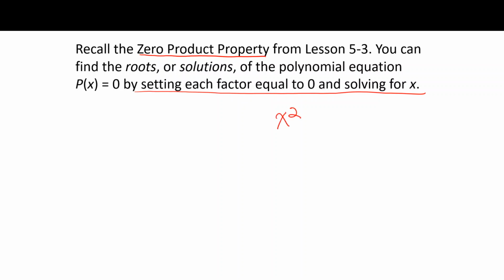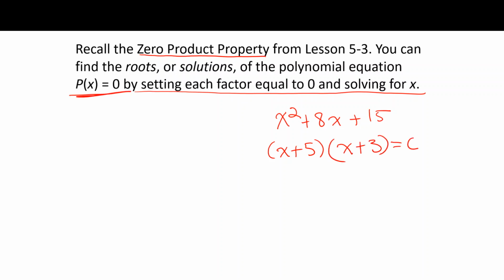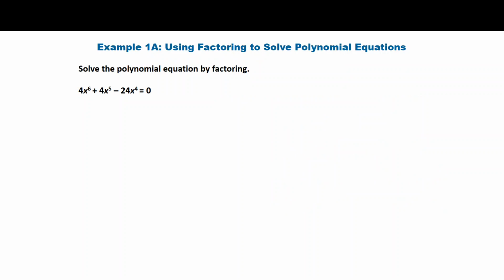Just as a review, we had x squared plus 8x plus 15, and we factored that into (x plus 5)(x plus 3), and here it says to set it equal to 0. Now one of these two has to be 0, so x plus 5 equals 0, or x plus 3 equals 0, giving us x equals negative 5 or x equals negative 3. So that's it with the quadratic equation. Now we're going to do a little bit more complicated problems with the polynomial equation. So here's the first sample problem.